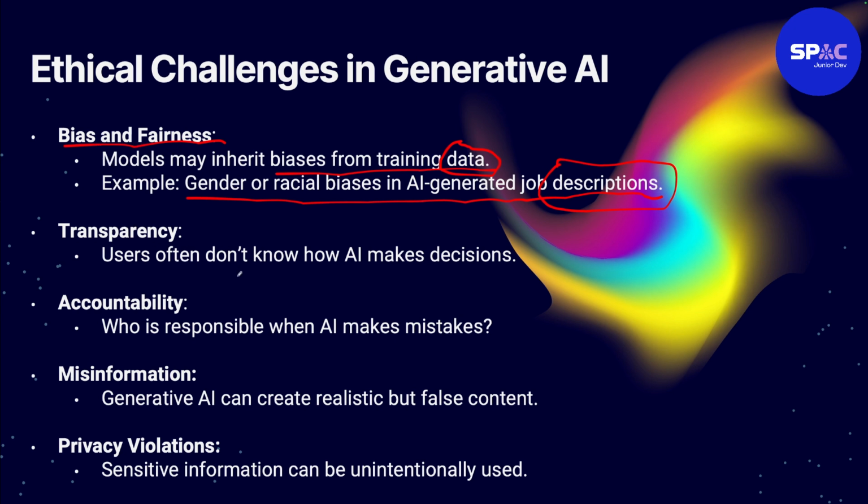Transparency. Users often don't know how AI makes decisions, so you have to be transparent when you are designing your AI. Tell people how that AI is making decisions, so that people can know what is going on.